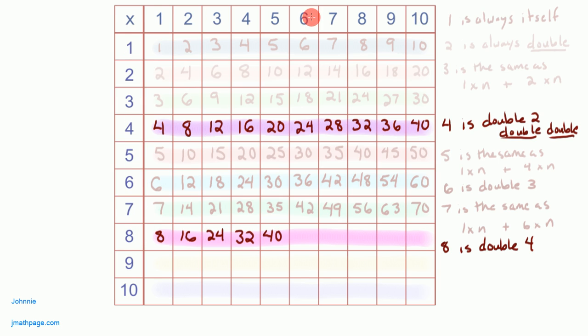8 times 6 is the same as 4 times 6 doubled. 24 plus 24 gives us 48. 8 times 7 is the same as 4 times 7 doubled. 28 and 28 more. 28 plus 28 gives us 56. 8 times 8 is the same as 4 times 8 doubled. 32 doubled is 32 plus 32, 64. 8 times 9 is the same as 4 times 9 doubled. 36 and 36 more. 36 plus 36 gives us 72.